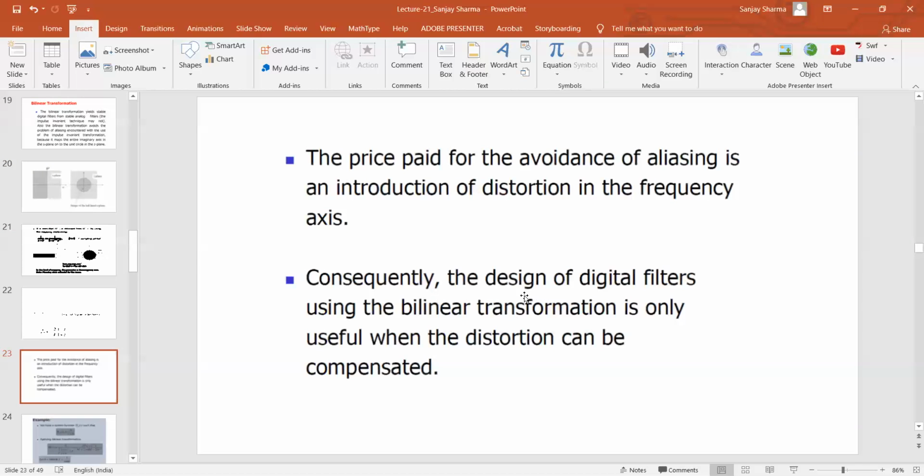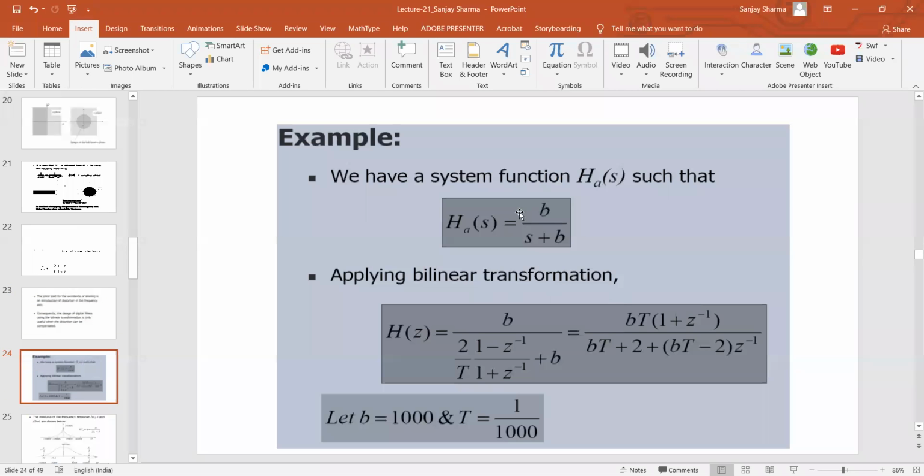Consequently, the design of digital filters using the bilinear transformation is only useful when the distortion can be compensated. Whatever the distortion in the frequency axis results, if we can compensate that distortion, then bilinear transformation by far is the best choice for design of digital IIR filter. And we can do that. We will see how to compensate for the frequency axis distortion. All right, let us look at one example.